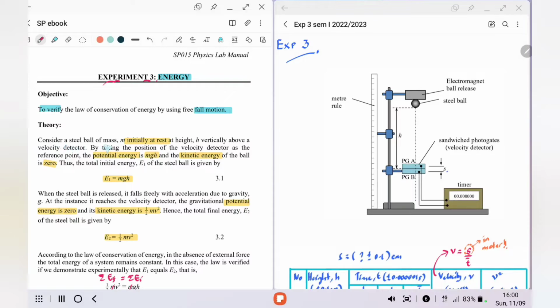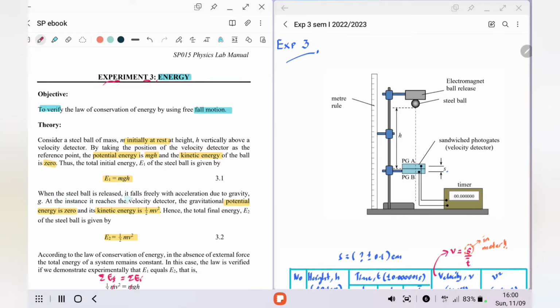First, consider a steel ball of mass m initially at rest at height h. This is the height and this is the ball position, our initial position. At the initial position, the ball doesn't move yet, so v equals 0 and the kinetic energy equals 0. Then the energy contained by the body is mgh, which is our gravitational potential energy. So at the initial position we have just mgh.